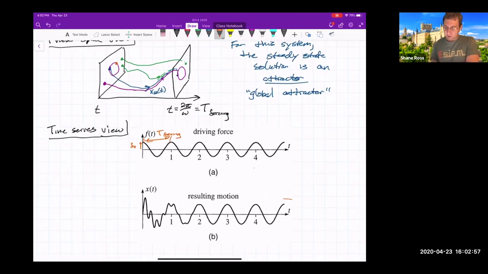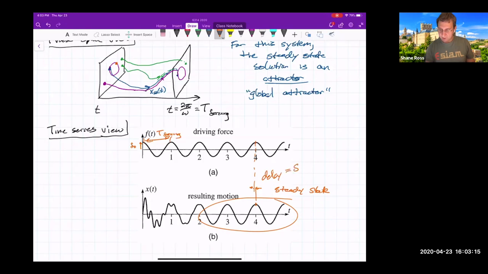You'll see over the long term, we're in the steady state. In the steady state, it's not one-to-one. If you were to look at peaks here, there's a little bit of a delay, and that delay is equal to delta. So it's kind of a phase shift of the resulting motion compared to the driving force. It lags. And this transient stuff goes away. The transient would be all this extra oscillation. The transient dies away, and all we're left with is the steady state response.